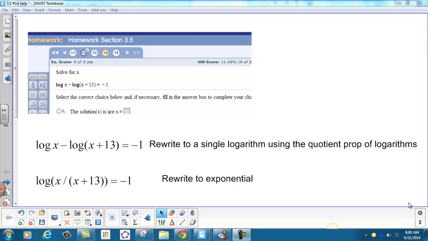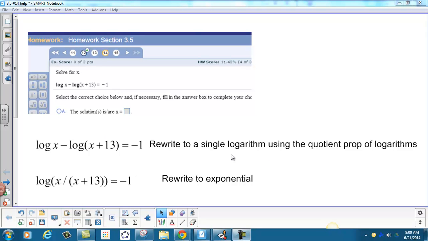This example is from section 3.5, number 14, and we are solving a logarithmic equation, and we're going to use the graphing calculator to help us solve this. So the first thing that we have is the equation is log base 10 of x minus log base 10 of x plus 13 equals -1.